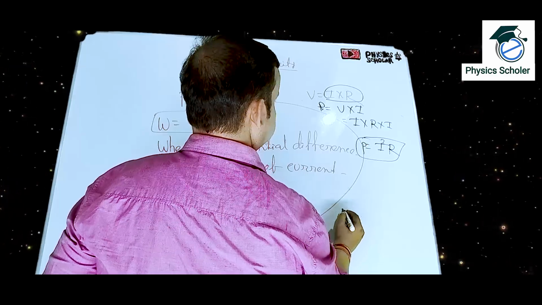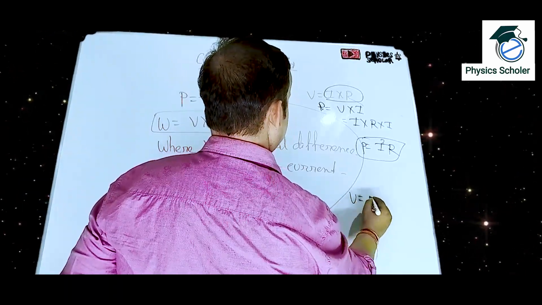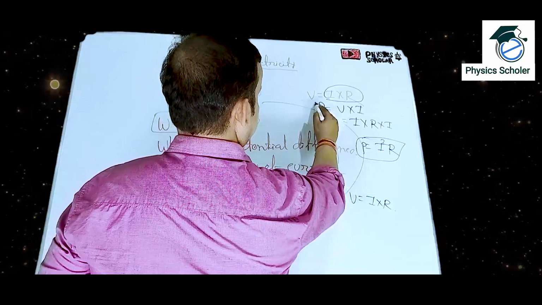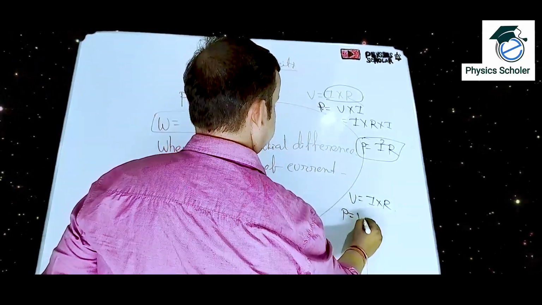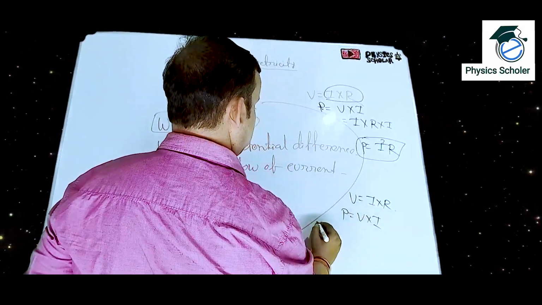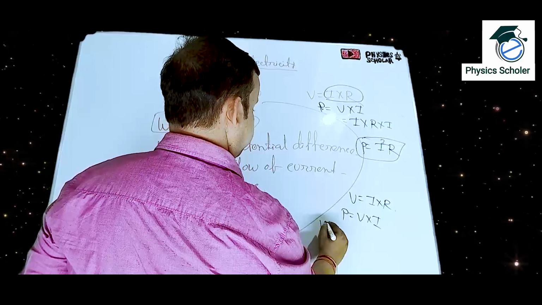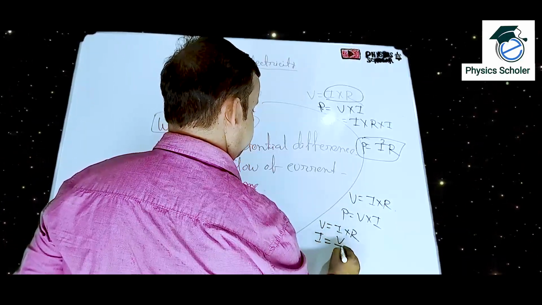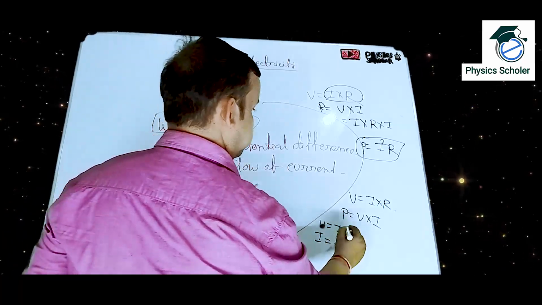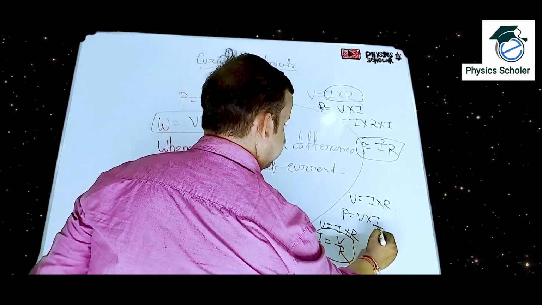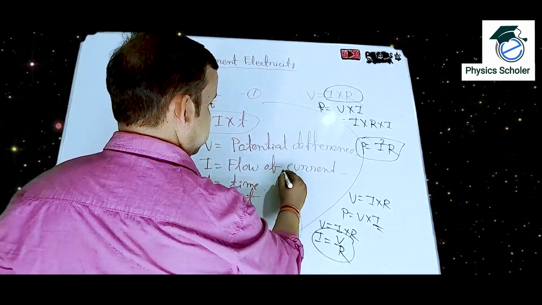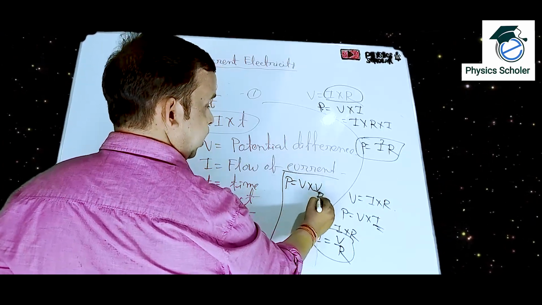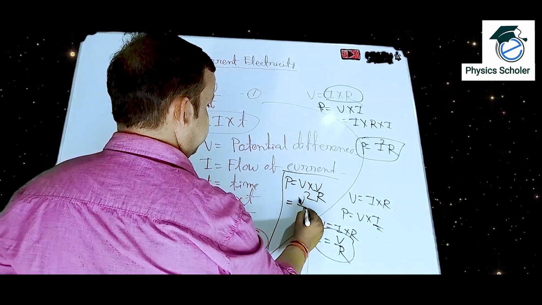Again, what we know? V is equal to I into R, and power P is equal to V into I. So what is the value of I from Ohm's law? V is equal to I into R, so I is equal to V by R. Now we put the value of I in this equation. So what will come? P is equal to V into V by R, which is equal to V square by R.